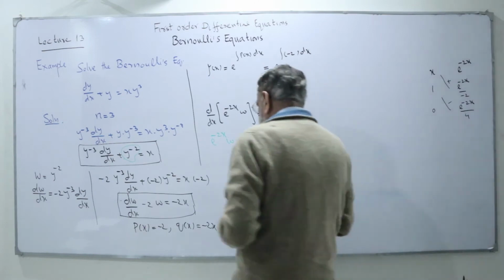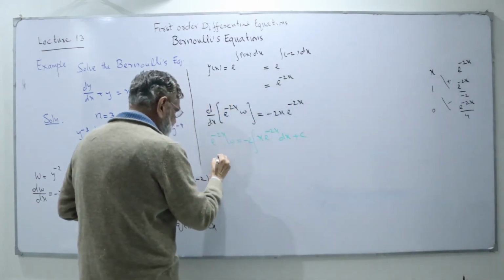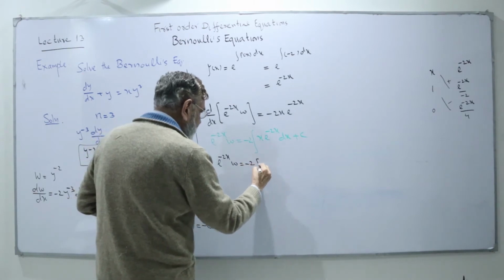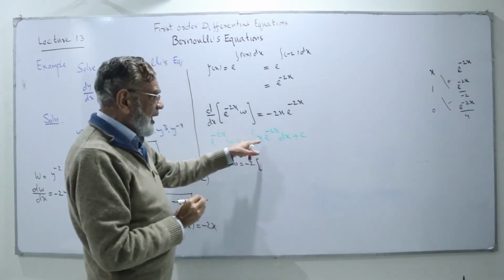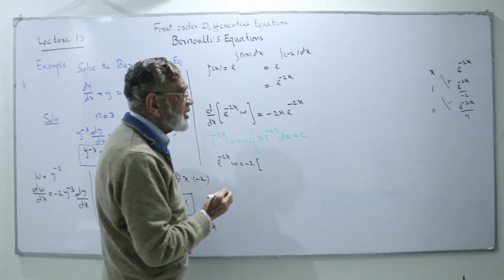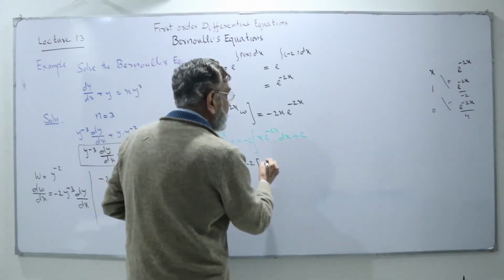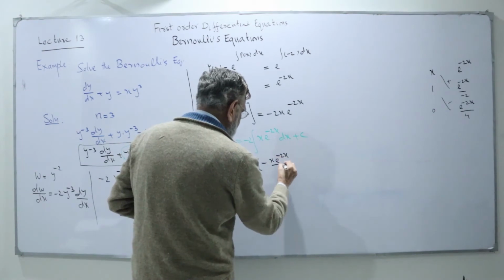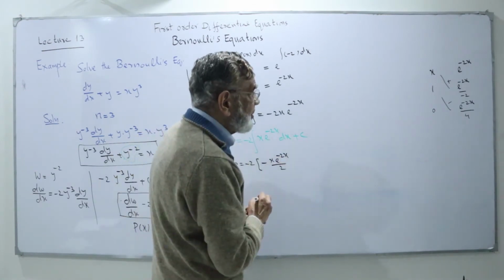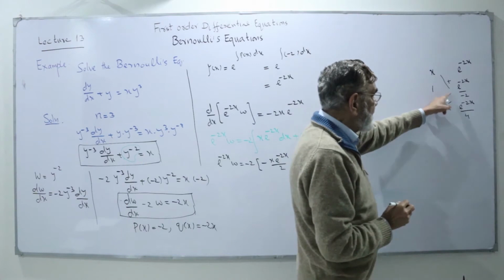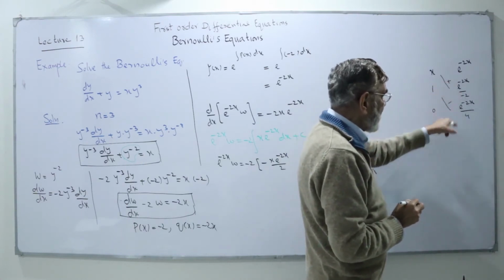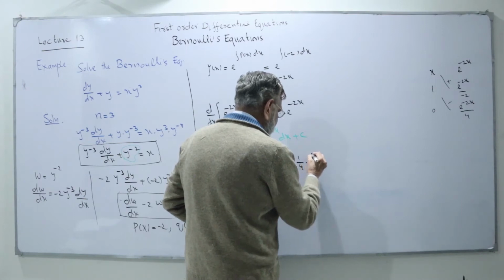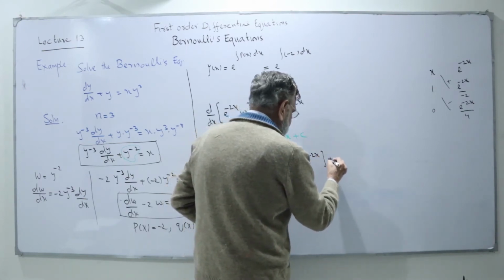So I can write my solution. My solution is e to power minus 2x w is equal to minus 2 into the integral of x e to power minus 2x dx. We get this equal to minus x e to power minus 2x over 2. Then we get minus, because this here is minus, this was plus, it remains minus, and here it becomes minus 1 by 4 e to power minus 2x plus constant c.